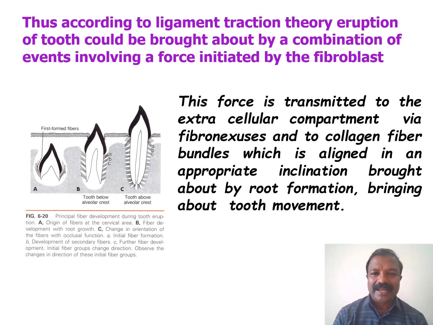Thus, according to this ligament traction theory, the tooth eruption could be brought about by a combination of events involving a force initiated in the fibroblast of the periodontal ligament, and this force is transmitted to the extracellular component via fibronexuses and to the collagen fiber bundles, which is aligned in an appropriate inclination brought about by root formation, bringing about tooth movement. So this is the summary of periodontal ligament traction theory.